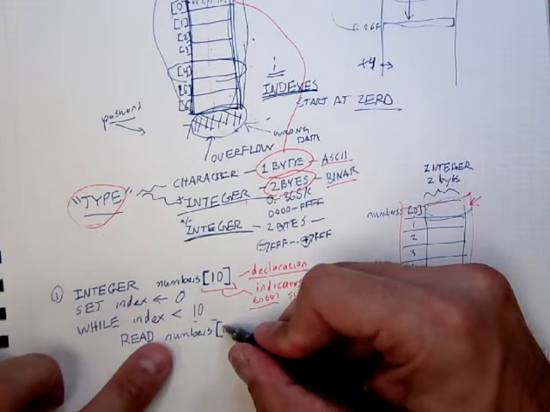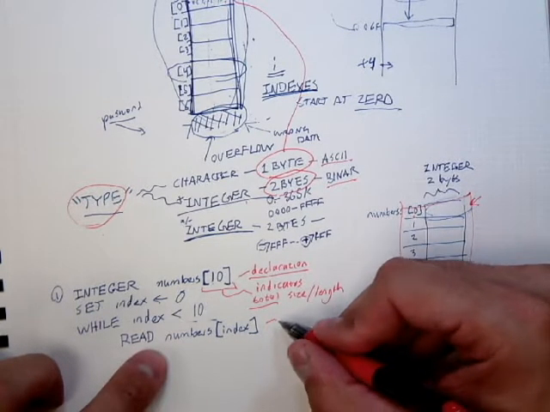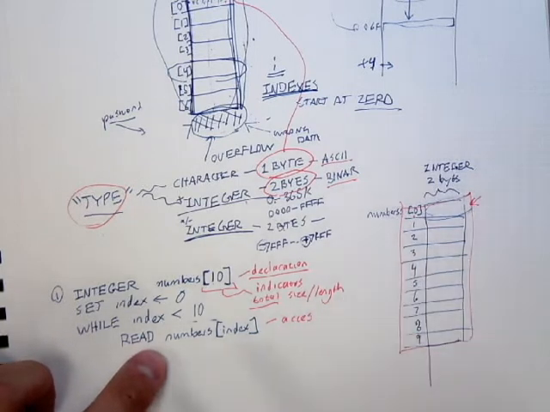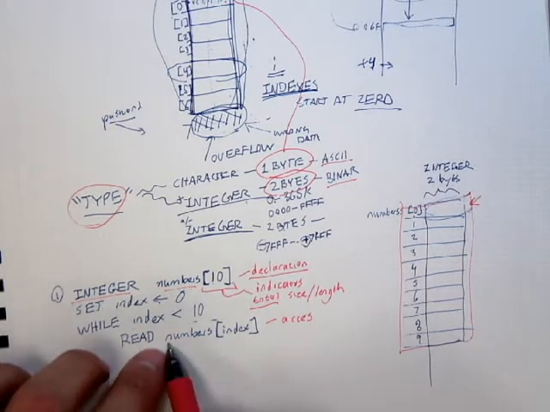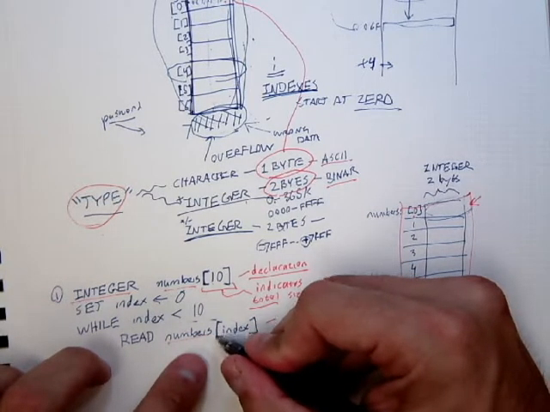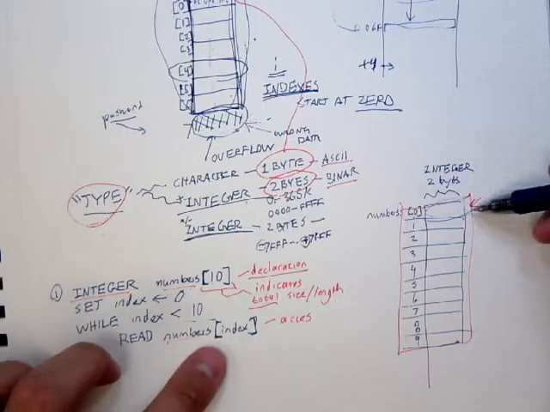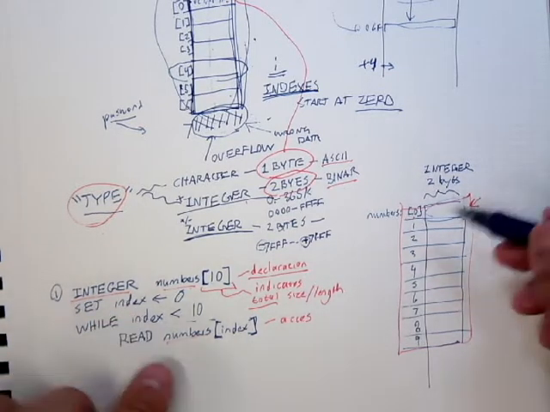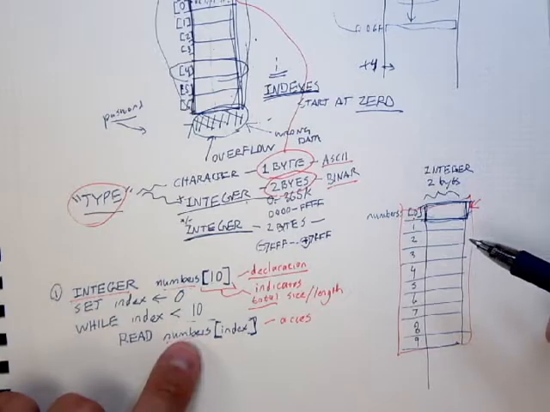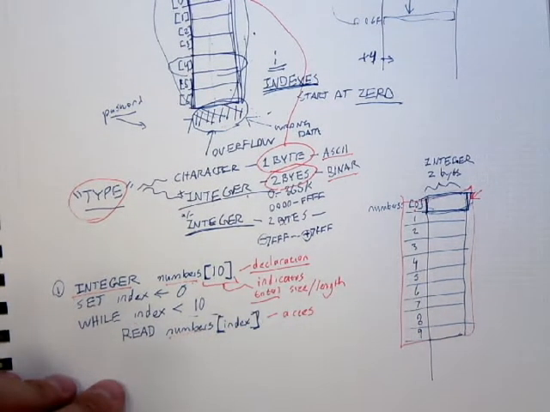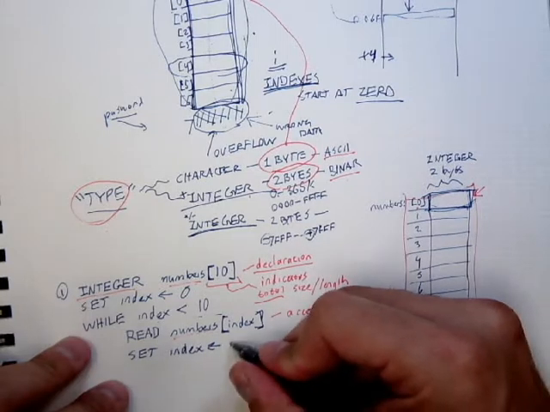And this is not a declaration anymore. Now we're going to read numbers index. This is not a declaration, this is access. The declaration has the type followed by the name and the size. When we're trying to access it, we just use the name, and we also use square brackets, and inside the square brackets we say how far down the array to look for the value we're manipulating. So we're looking at the item at whatever position index is. This is going to read, and it's going to store the result in that box. So it's reading in numbers index, and now that we've done that, we can set index to index + 1.